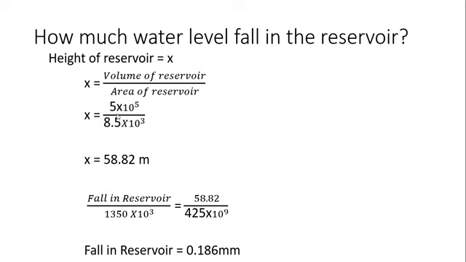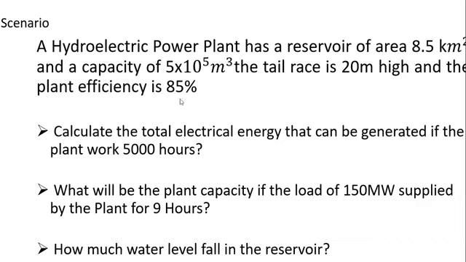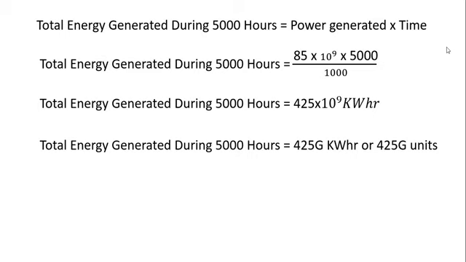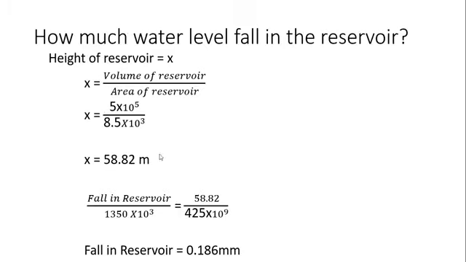Volume of reservoir is 5 into 10 raised to power 5. This is given here, and the area of reservoir is given as 8.5 kilometer. So I will convert it into meters, because the volume of reservoir is in meters. So 8.5 multiplied by 10 raised to power 3. Now whenever I divide it, I get x is equal to 58.82 meter. So this is the actual height of our power plant.